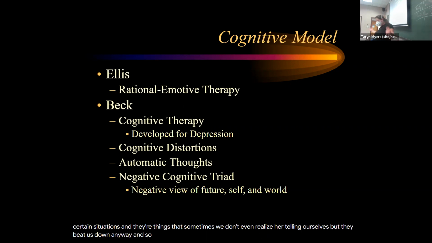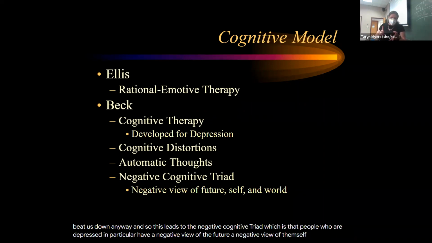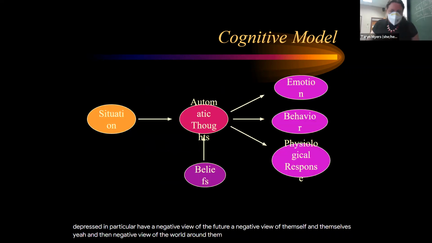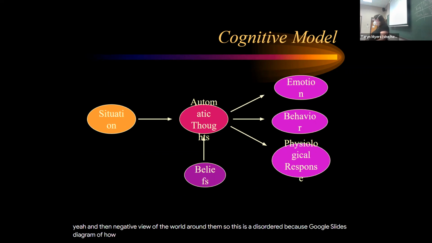And so this leads to the negative cognitive triad, which is that people who are depressed in particular have a negative view of the future, a negative view of themselves, and a negative view of the world around them. So here is a diagram of how this model works.